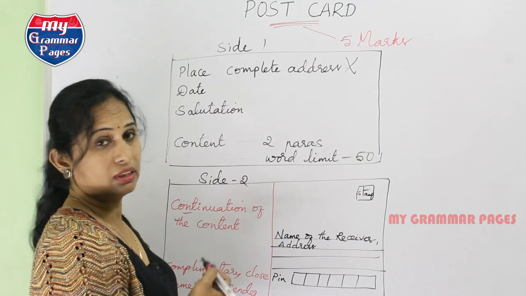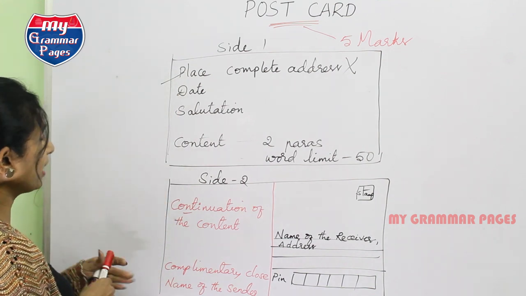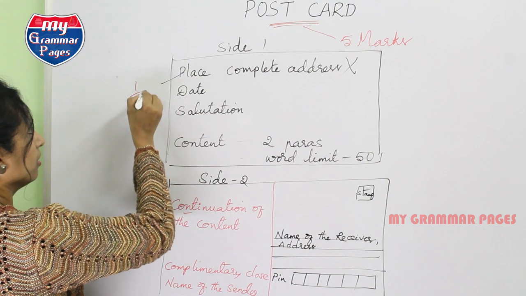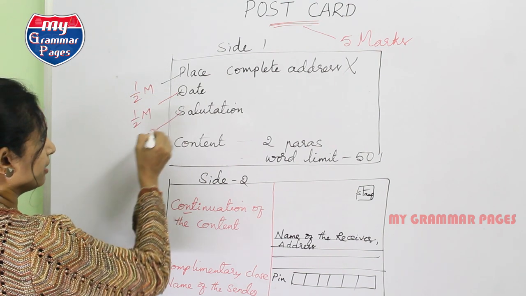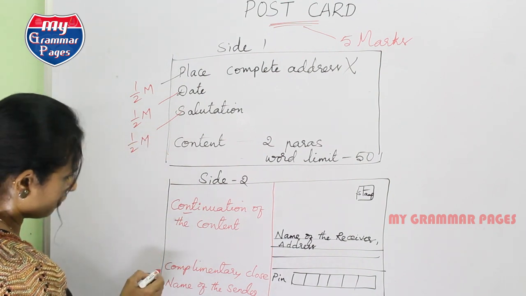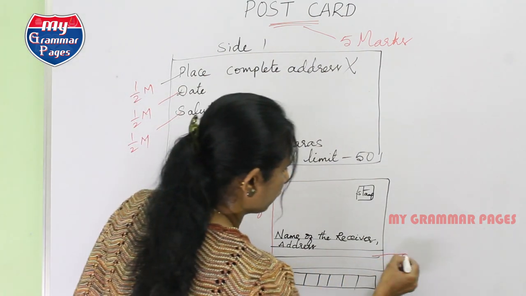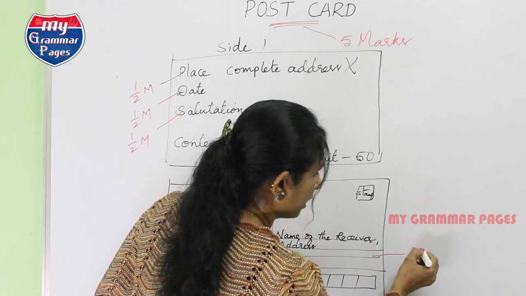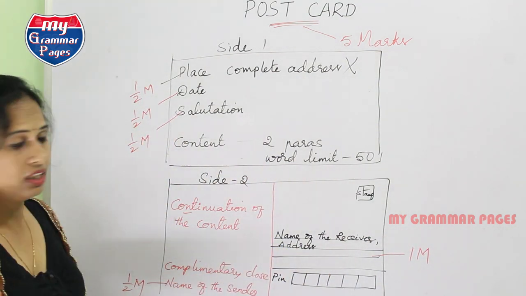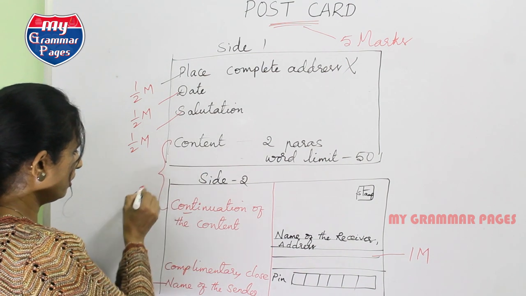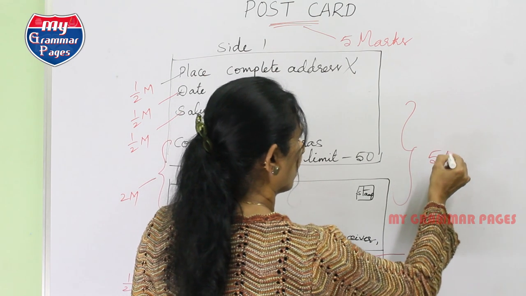And coming to the marking scheme. For writing the place, you are going to get half mark, and for the date it is another half mark, and for the salutation another half mark, and for the name of the sender you're going to get another half mark, and for the name of the receiver and his address, you're going to get 1 mark. So half here, 2 plus 1 is 3, and the content together is 2 marks. Totally we are going to have it for 5 marks.